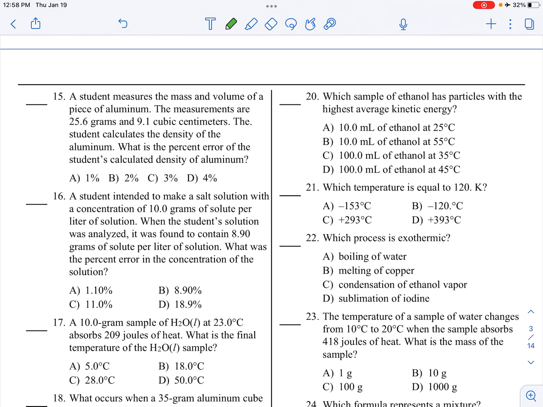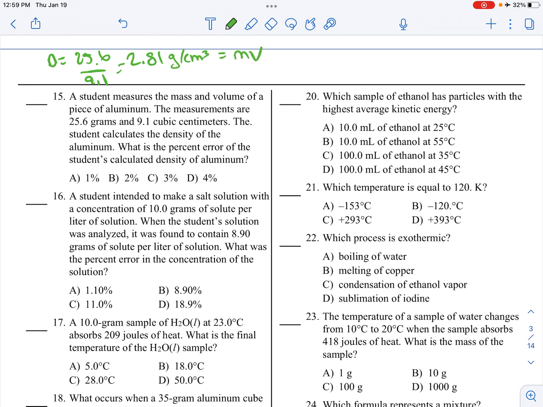We're looking for percent error in number 15. That's also found on table T. So basically, it's asking us to look at measurements. Okay, so I need to find first the student's density, which is 25.6 over 9.1. 25.6 divided by 9.1. So that is 2.81 grams per cubic centimeter. So that is the measured value.